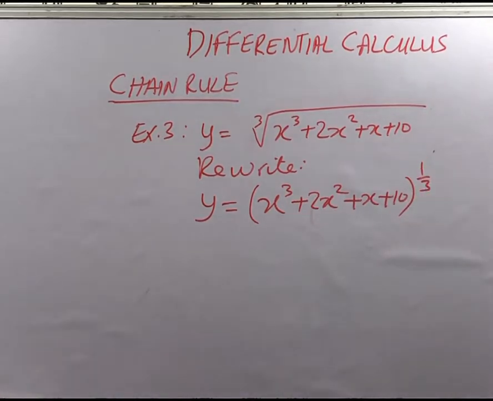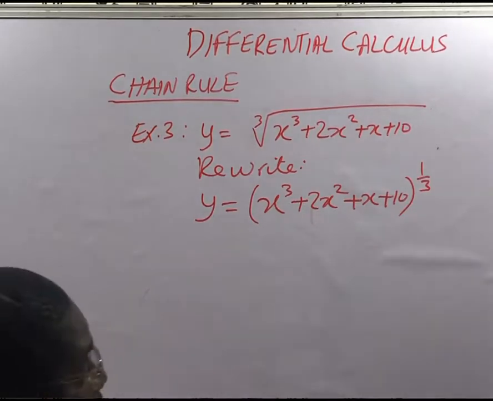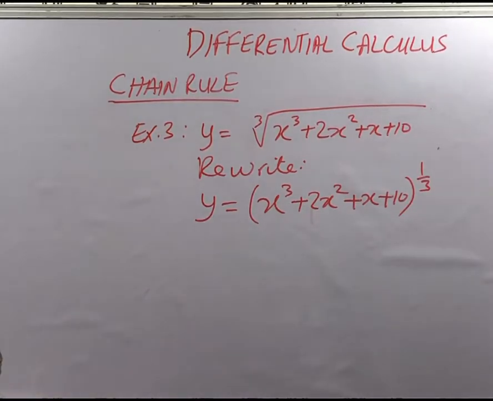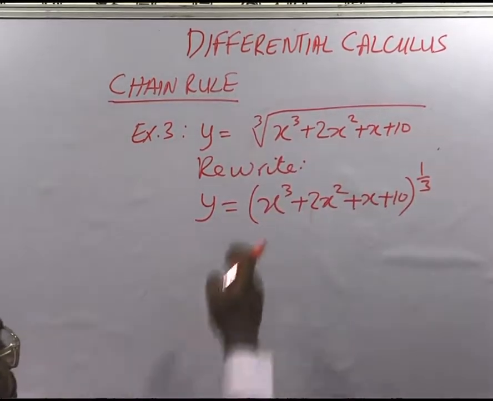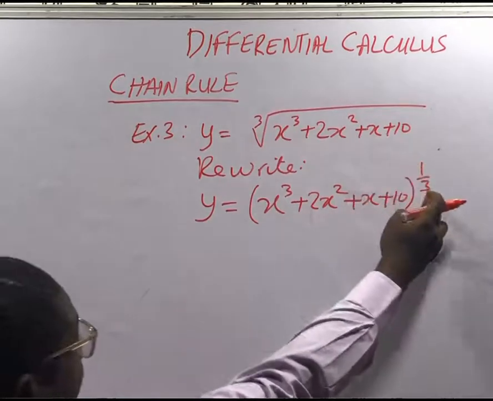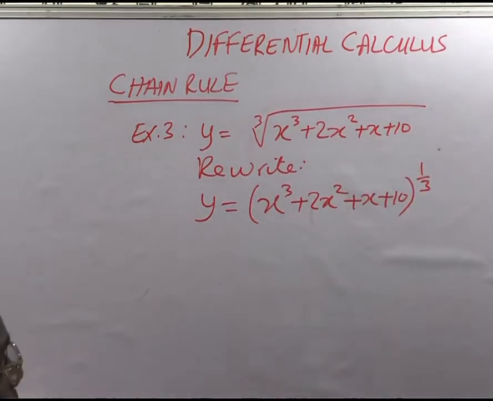So this is writing it again. Instead of having the cube root, I have removed the cube root. I represented the cube root by raising it to 1 over 3. Now in case you have 4 here, it will become 1 over 4. If you have just a square root, then it becomes 1 all over 2.